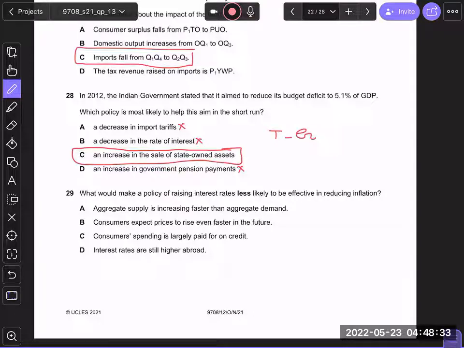Yes, which option? Consumers expect the prices to rise even further. So even if you increase the interest rate, they will still try to consume more of the goods, because they have a future prediction of a price increase.